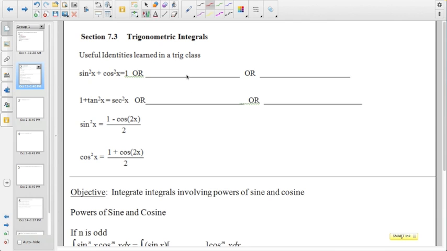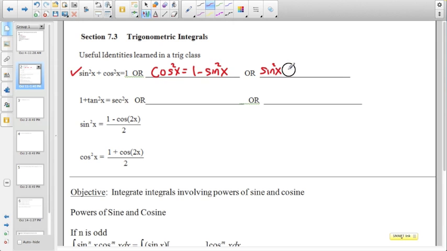Let's take a look at some real common trig identities. The first identity we want to look at is the trig identity for graphing a circle. Sine squared x plus cosine squared x equals 1. And if we wanted to rewrite that, we could rewrite that for cosine squared x by taking the sine squared x to the other side. Or we could write it for sine squared x by taking cosine squared x to the other side.